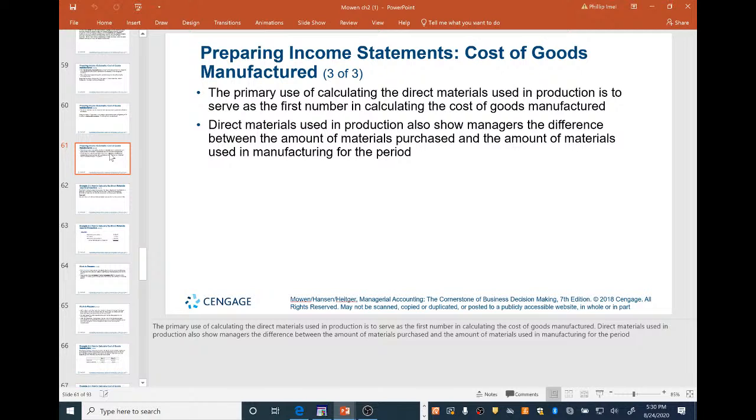The primary use of calculating the direct materials used in production is to serve as the first number in calculating the cost of goods manufactured. So once again, it's a two-step process. You have to find the first one to be able to find the second one. Direct materials used in production also shows managers the difference between the amount of materials purchased and the amount of materials used in manufacturing for the period. So it helps us know, okay, we bought too much, or we didn't buy enough. This is a good checkpoint to see why there might be variances between the amount purchased and the amount consumed.